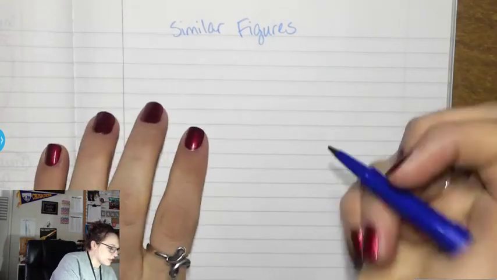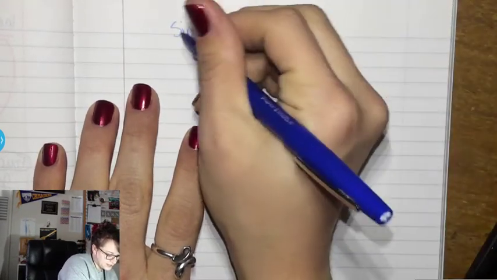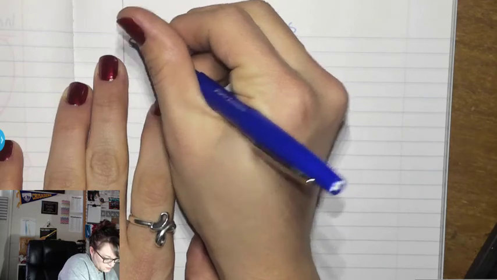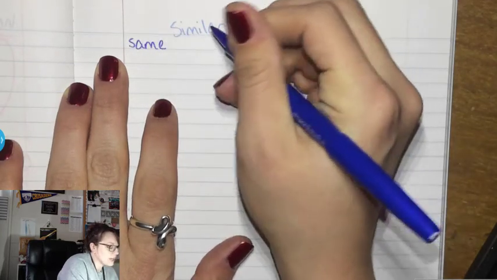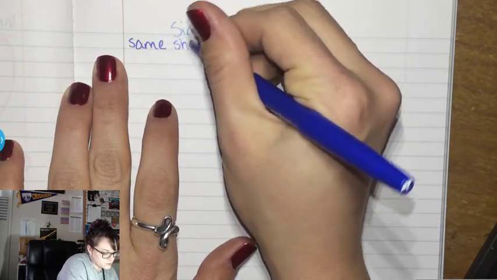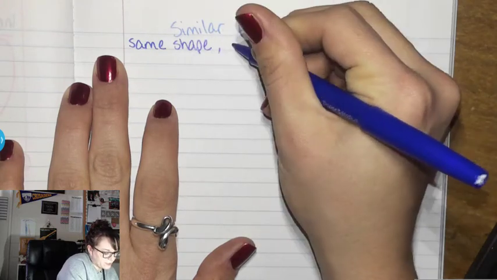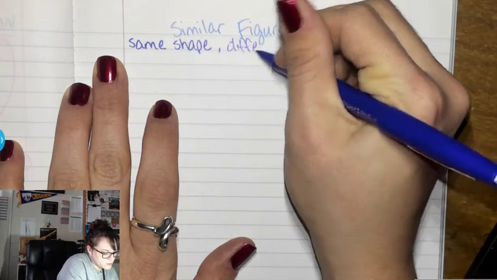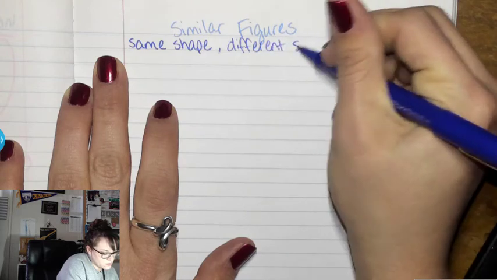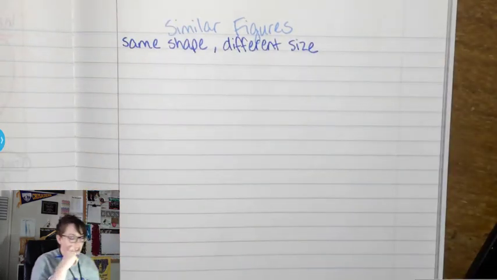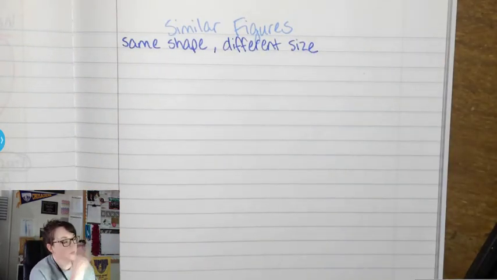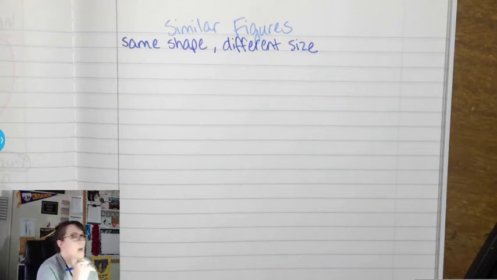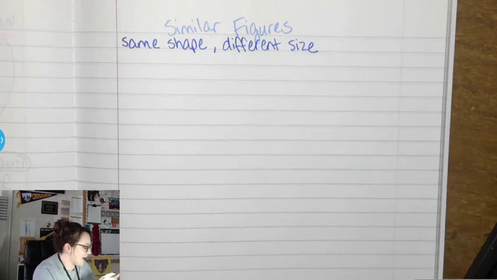A similar figure is something that is the same shape, but a different size. So like a picture. No, we just went over why that's a bad idea. A picture of yourself. You are not that size, but it's still an accurate representation of you.